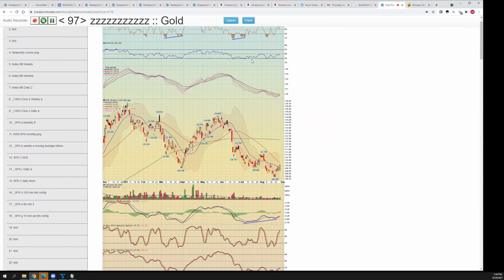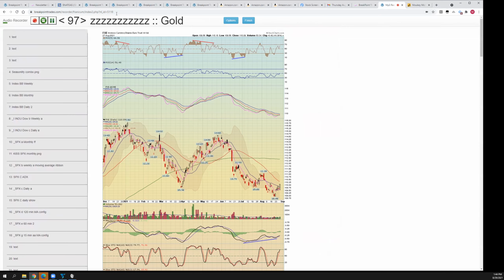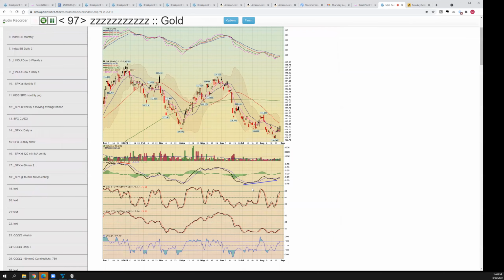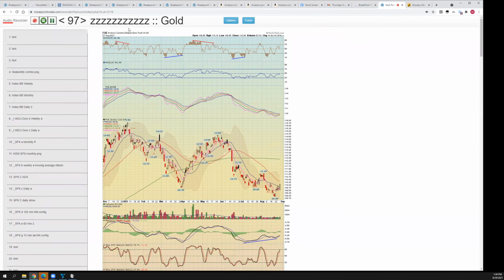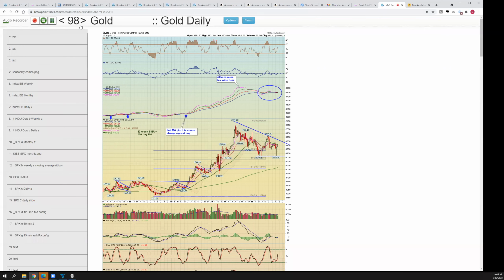Next, chart 97, FXE, that's the euro. Get some MACD divergence that's playing out here. Next, chart 98, gold. So moving to precious metals.